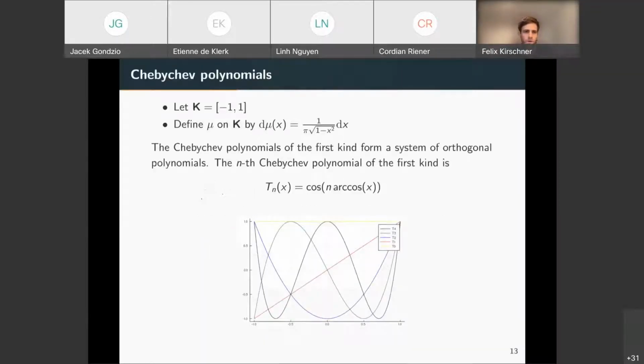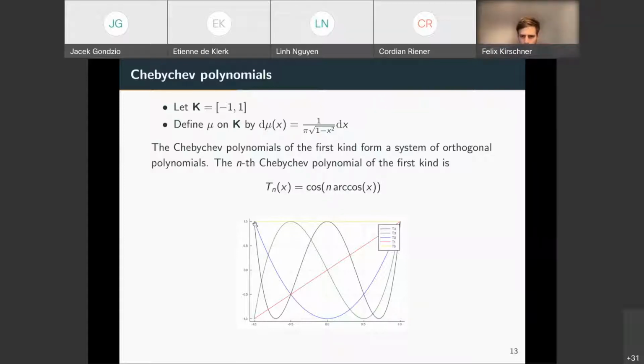Okay, good. So let's go through the Chebyshev polynomials really quick. I mean, we saw them in Etienne's presentation as well. These form an orthogonal system over the interval -1, 1. For this, we define a measure mu on K as 1 over pi times the square root of 1 minus x squared. The Chebyshev polynomials of the first kind form an orthogonal system, and the nth Chebyshev polynomial of the first kind is just defined as the cosine of n times the arccosine of x. At least for x in -1, 1, these are in fact polynomials.